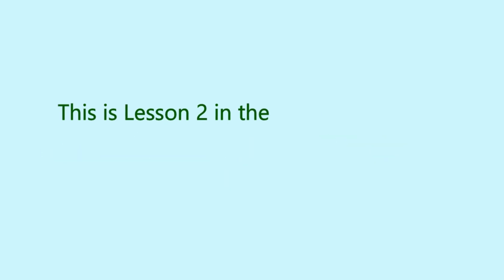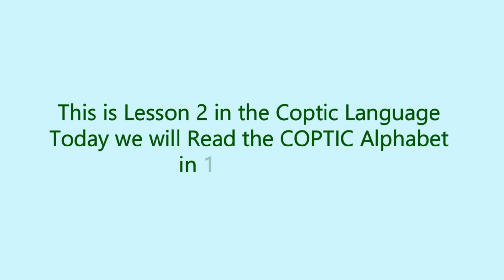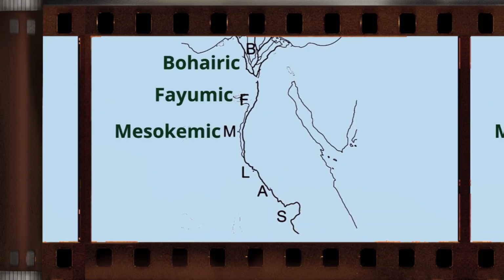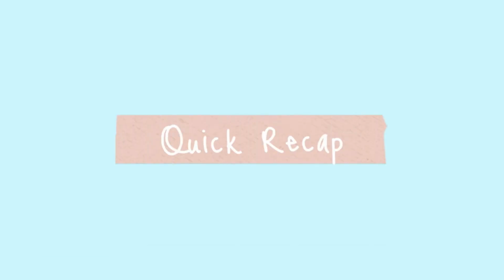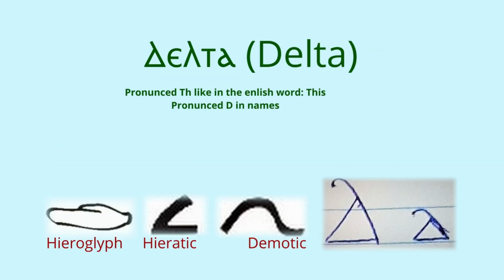Hello everyone, this is the second lesson in the Coptic language. Today we will learn how to read the Coptic alphabet in 10 minutes. In the last video, we went over a brief history of the Coptic language, as well as the first 4 letters in the Coptic alphabet. A short recap of the letters that we took were Alpha, Beta, Gamma, Delta, E.